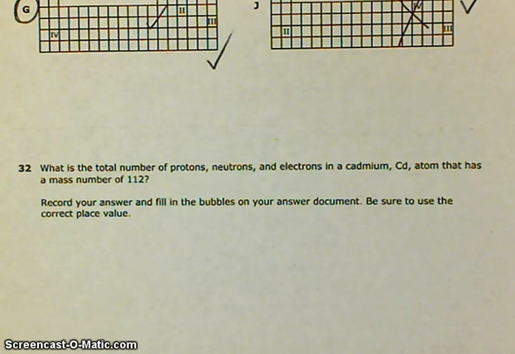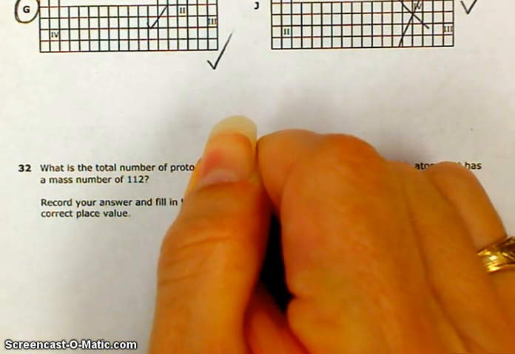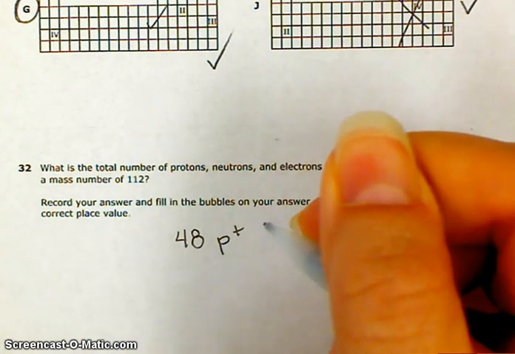Number 32 says, what is the total number of protons, neutrons, and electrons in a cadmium atom that has a mass number of 112? Record your answer and fill in the bubbles on your answer document. Be sure to use the correct place value. Well, first of all, I can look at my periodic table, and I know that cadmium has 48 protons, because that's what makes it cadmium.